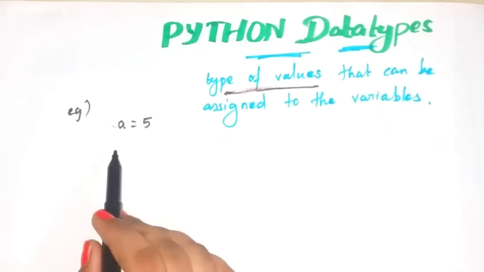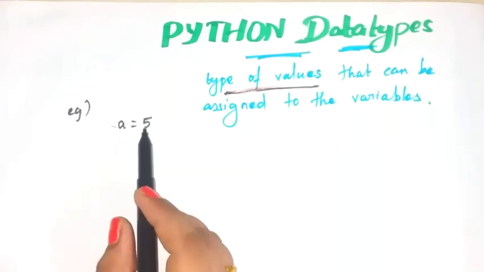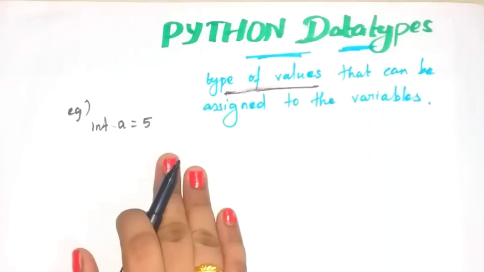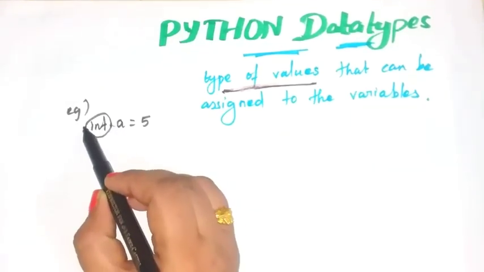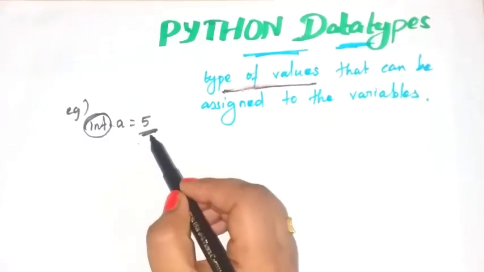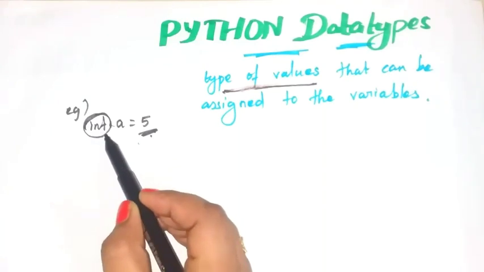For example, if you are giving a person's ID, it must be stored in the data type int, because ID is a numeric value, that is an integer value. Int means integer. This 5 is an integer value, so you have to store that value in the int data type.